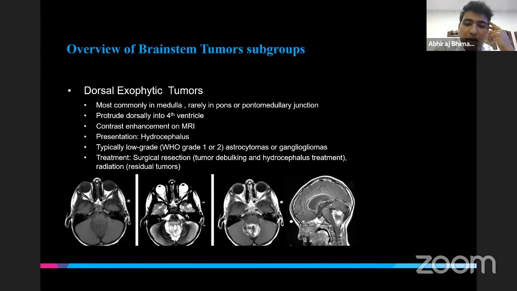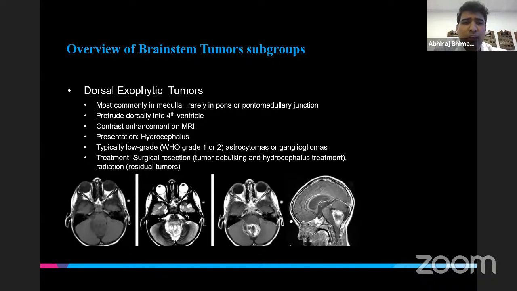and just headache and vomiting. An interesting thing about these tumors is that the kids who present with dorsal exophytic tumors tend to have a longer symptom duration before the diagnosis, compared to patients with other types of brainstem tumors. They do enhance on MRI with contrast, which helps distinguish them.